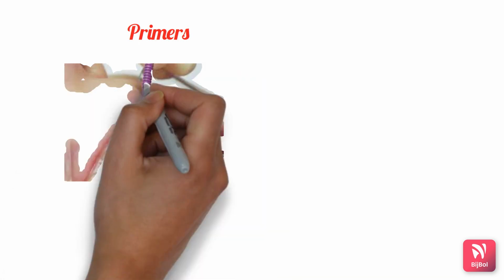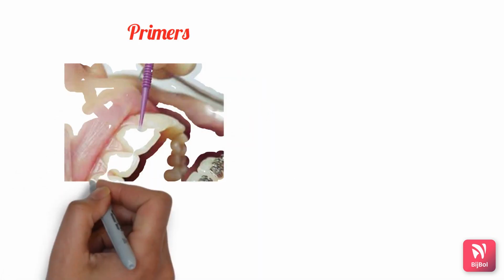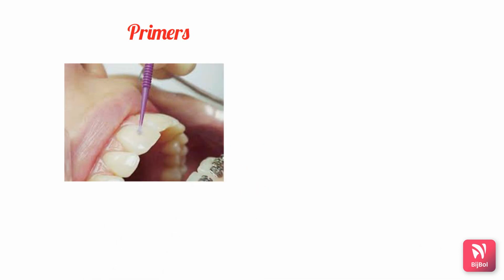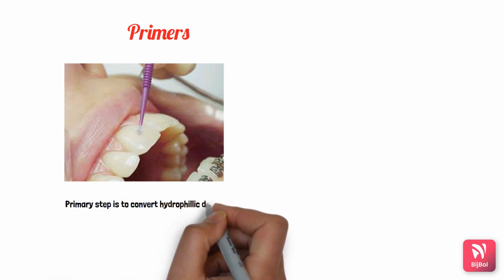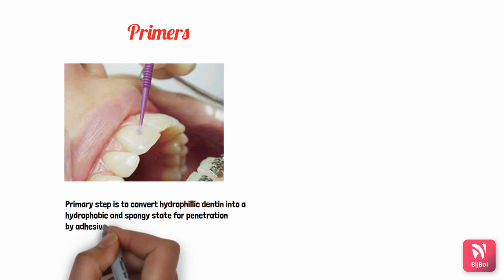Now we'll go into the primers. The primers are adhesion promoters, so they have hydrophilic groups bonding to the dentin and hydrophobic groups bonding to the adhesive resins. They facilitate the wetting of the dentin surface. They're usually dissolved in solvents like acetone, ethanol, or water. So they displace the water from the dentin surface and the moist collagen network. This allows the monomers of the primer to infiltrate through the spaces in the collagen network. So the priming step converts the hydrophilic dentin into a hydrophobic and spongy state for penetration by the adhesive resin.